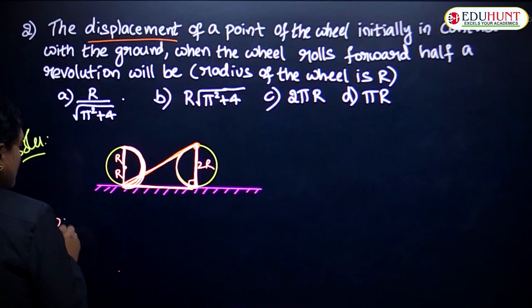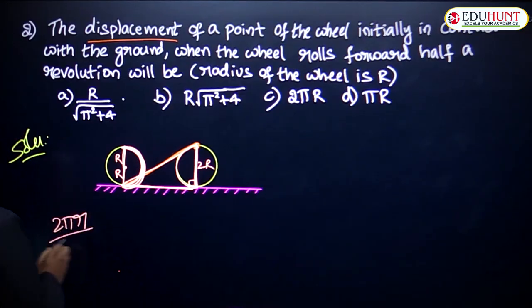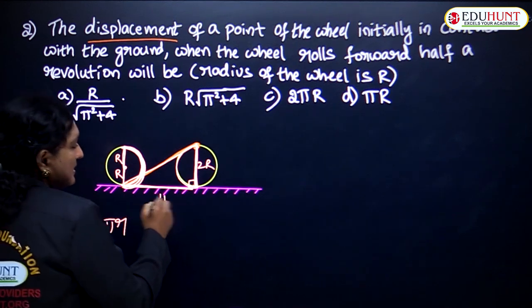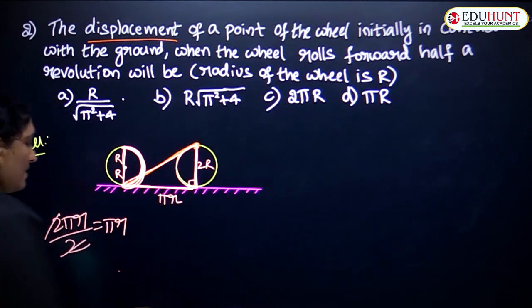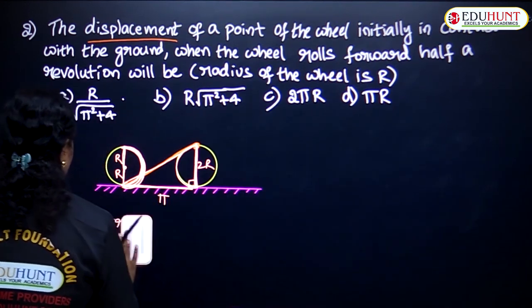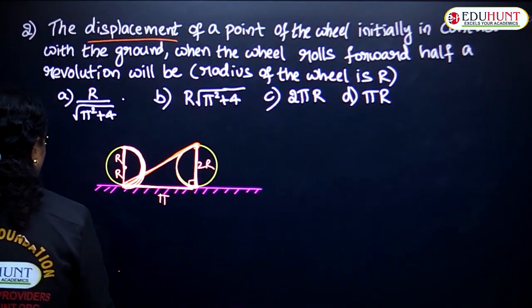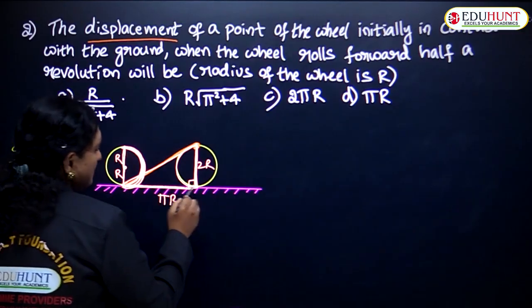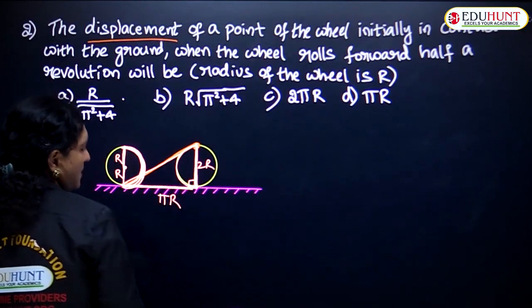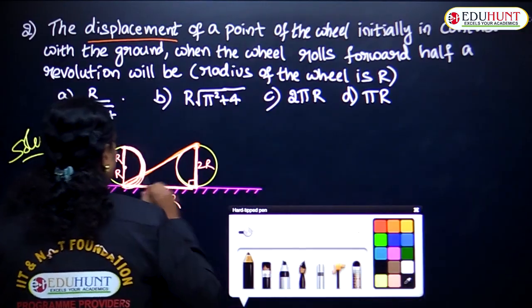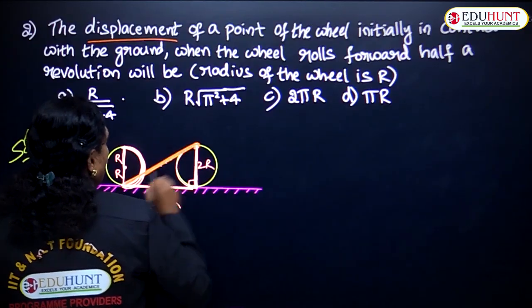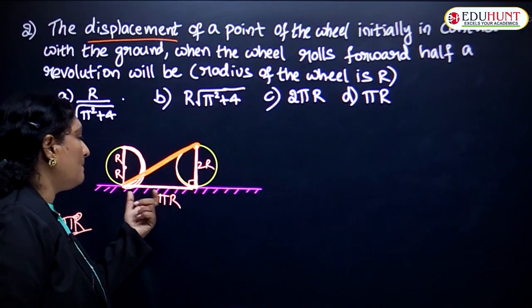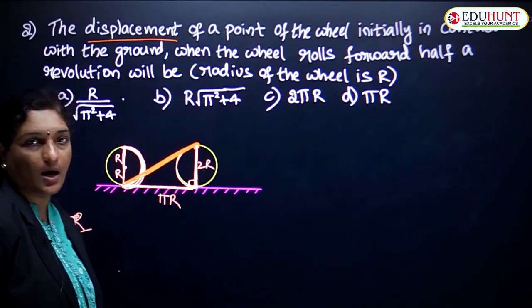What is the value of the semicircular portion? The total length is 2 pi R. Half circle means 2 pi R by 2, which is pi R. Hence this length would be pi R. Sorry, the radius was given as capital R, so let me replace it with capital R. So this length was pi R and this length was 2R. Now you need to find the length of this orange colored line. It is nothing but root over (pi R) whole square plus (2R) whole square.